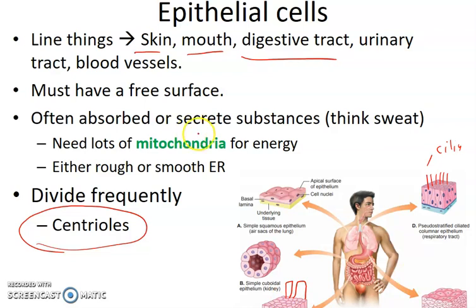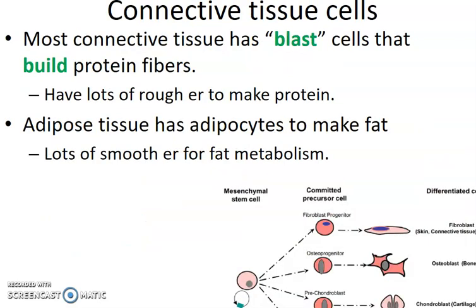Now, because they're actively secreting or absorbing things, secretion is getting rid of something like sweat. They have lots of mitochondria. And the secretion is either going to be protein, rough ER, or fat, smooth ER. And seeing how I have 30 seconds left, we will look at the connective tissue cells in our final video.